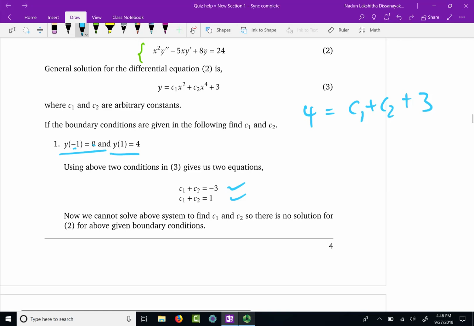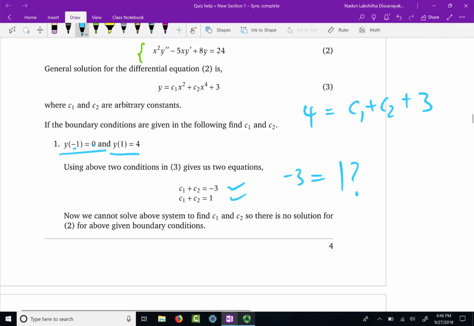But hang on a minute here. Do you see a problem? Look at these two equations. One equation says C1 plus C2 is -3. The other equation says C1 plus C2 is 1. That doesn't make sense, right? According to this, it seems like -3 is equal to 1, because both of them are equal to C1 plus C2. That does not happen. So actually we cannot find a C1 and a C2 here.